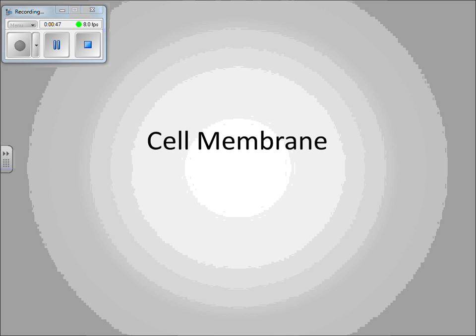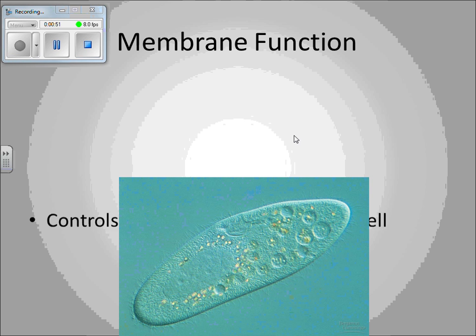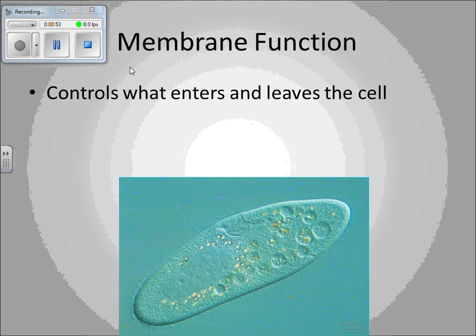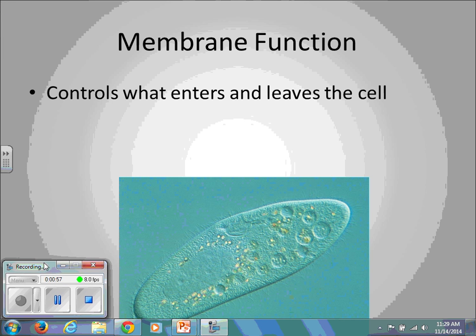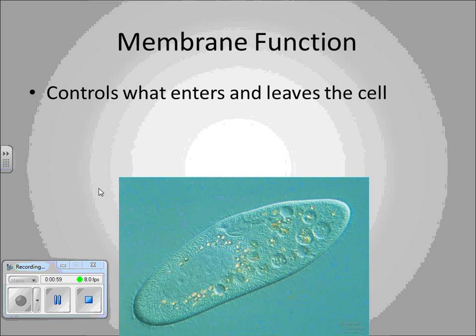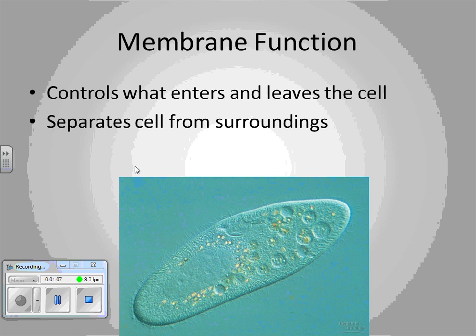So if we look at just the structure of the cell membrane, and as I read through this, fill in the blank in your notes, and I'm going to move this down just a little bit. The function of the cell membrane, of course, is that it's like a doorway. It just controls what enters or leaves the cell. It separates the cell from its surroundings, and it protects and supports the cell.